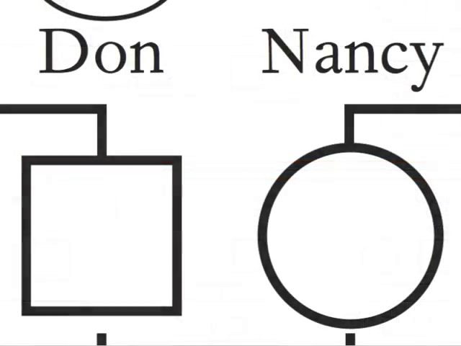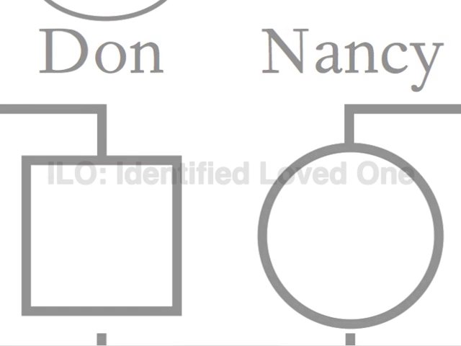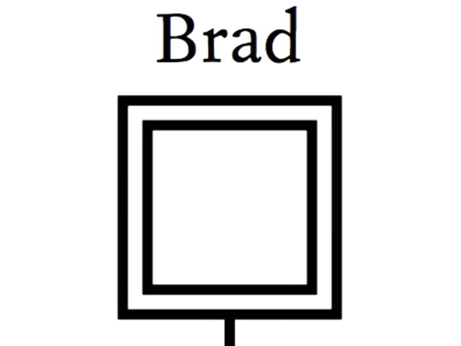Label each shape with the person's name, and then your identified loved one, or the ILO, that is the person that you're trying to help, is identified with a circle within a circle. So a double circle for females, or a square within a square, a double square, for males.